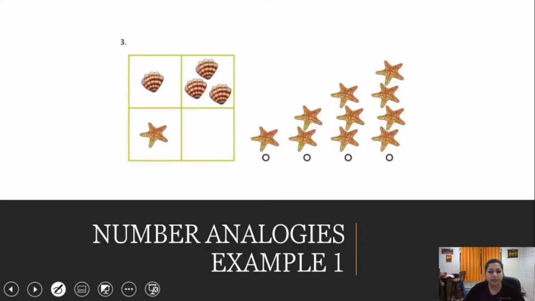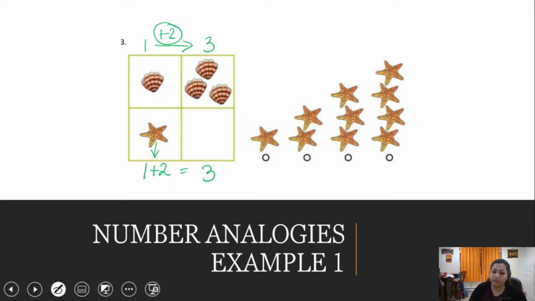Next, number analogy example one is finding the rule. For number analogy, the main thing is to find the rule. So it's basically 1 is becoming 3. So the rule is +2. Applying this to this one will be 3.